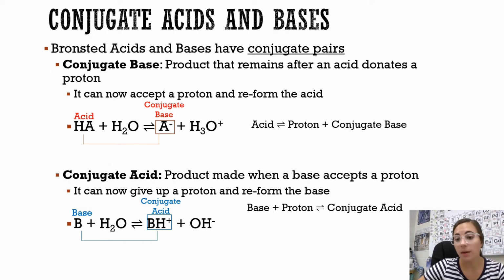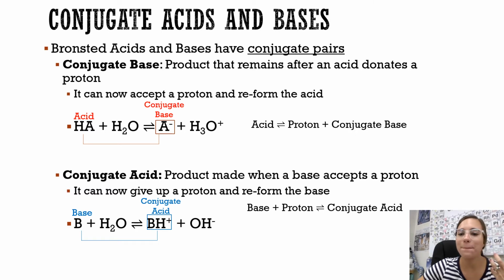So when something acts as an acid or acts as a base, it creates a conjugate. And so that's what I mentioned in one of those early slides when I called it a conjugate acid and a conjugate base, and I said we would go over that. So a Bronsted acid creates a conjugate base, and a Bronsted base creates a conjugate acid. And we call these two conjugate pairs.